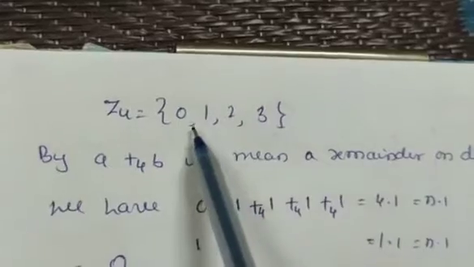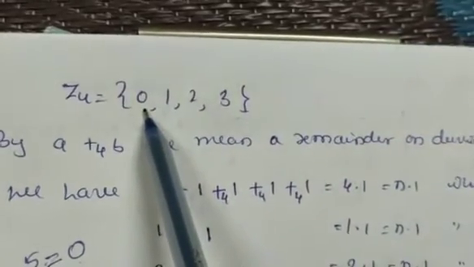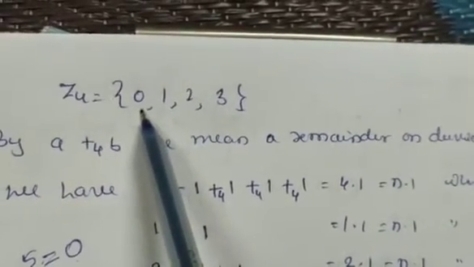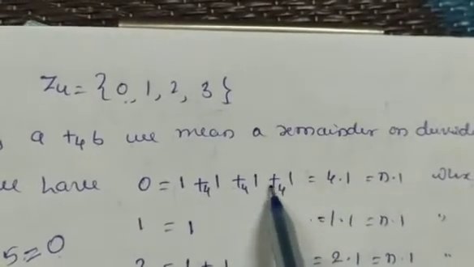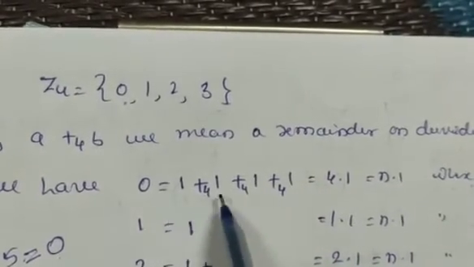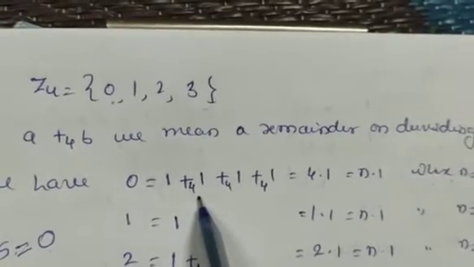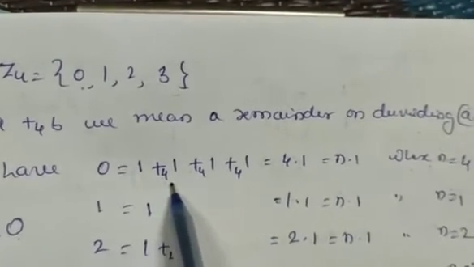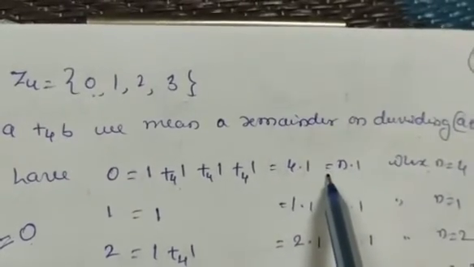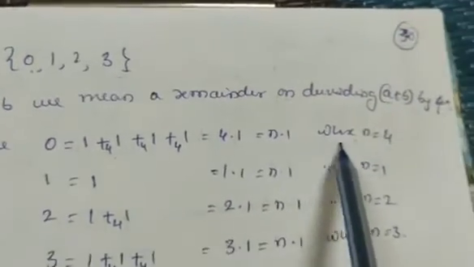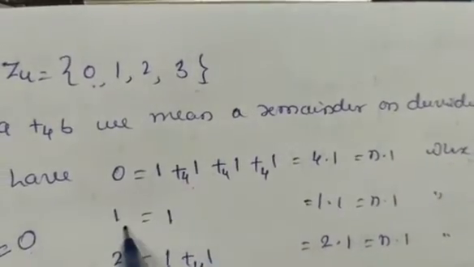So now all the elements here, we can write this 0 in terms of 1 only, as 1 plus 1 plus 1 plus 1. If you add 1 four times, you will get 4. 4 divided by 4 gives the remainder 0. So we can write this as 4 times 1, 4 into 1. That is n into 1, where n is equal to 4. And this 1 can be written as 1 only.